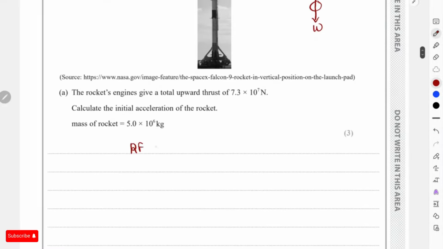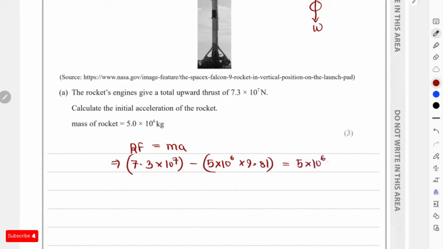I refer to resultant force, RF equals MA. The resultant force is going to be the upward force, thrust 7.3 multiplied by 10 to the power 7, minus your weight, which is basically 5 into 10 to the power 6 multiplied by 9.81, is equal to 5 into 10 to the power of 6 multiplied by your value for A.